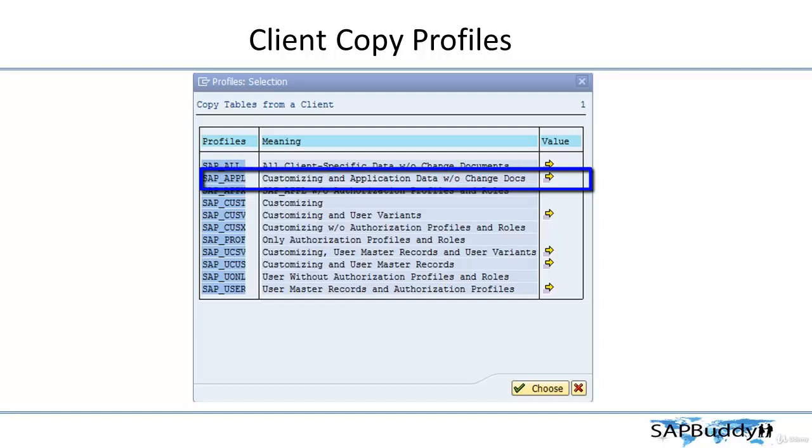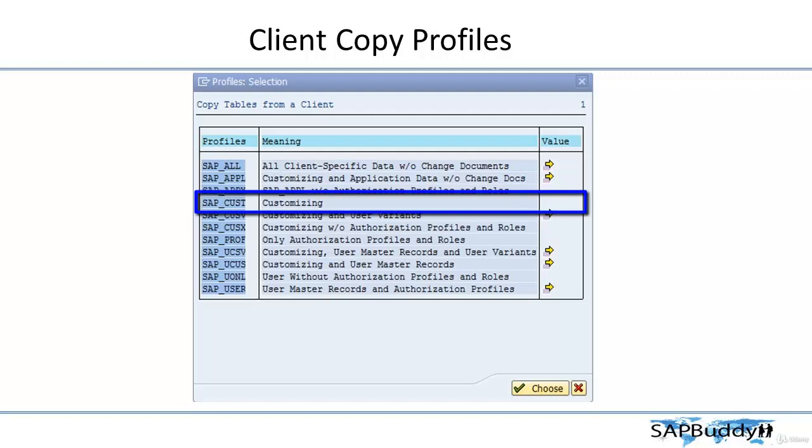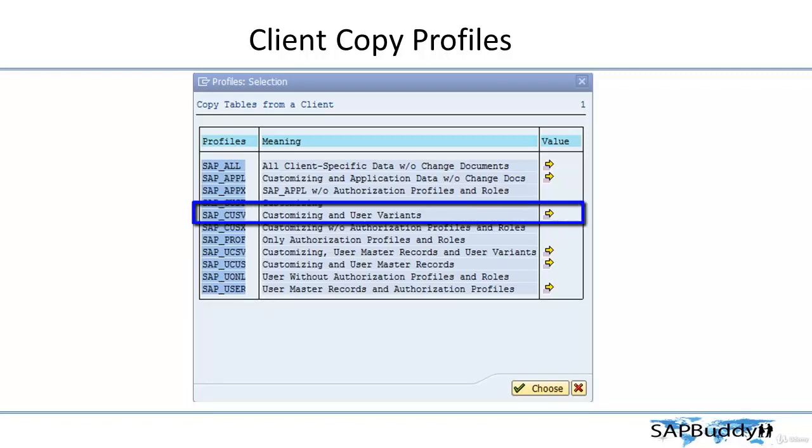Then you have SAP_APPL. That is for customizing and application data without documents. Then you have SAP_APX, that is SAP_ALL without authorization profiles and roles. It is the same as SAP_ALL, but you do not have authorization profiles and roles. And for customizing, if you do not want data and want to create a copy only with the customizing settings, then we can use customizing settings. And if you use SAP_CUSTV, that means user variants.